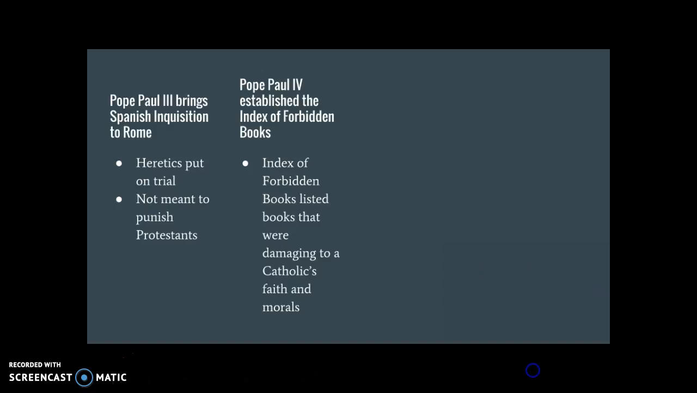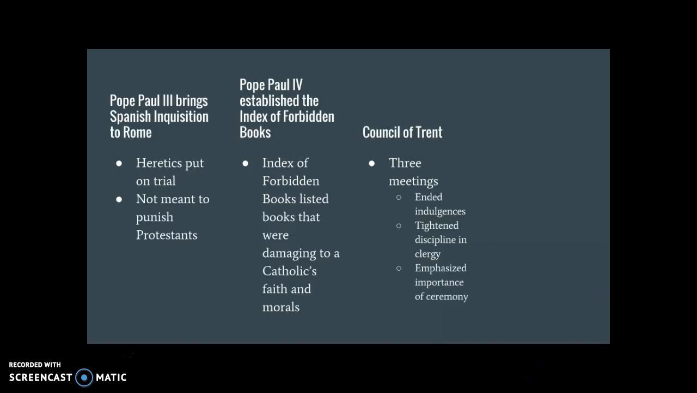Another occurrence is the Council of Trent. This is called together in 1543. They had 3 meetings over the course of 16 years, and it was mostly made up of bishops from Italy and Spain. So as a result, we see that our bishops are given more control, and parishes become more important as well. So in their 3 meetings, they determined that there needed to be an end to the sale of indulgences. They tightened the discipline of the clergy, so they kind of reeled in those guys that were out there doing their own thing, not necessarily following the way that the Catholic Church wanted things to be done.